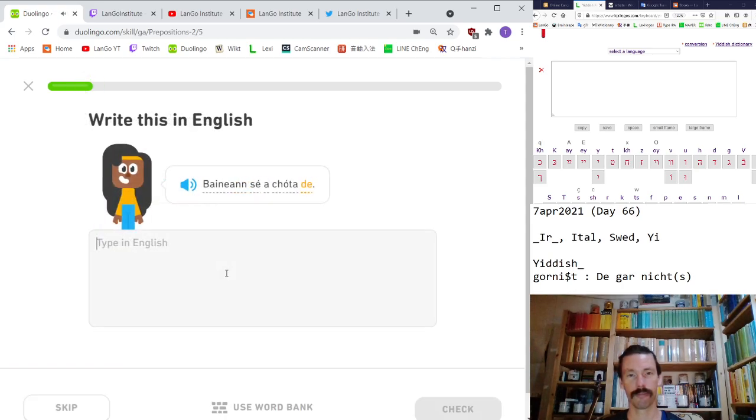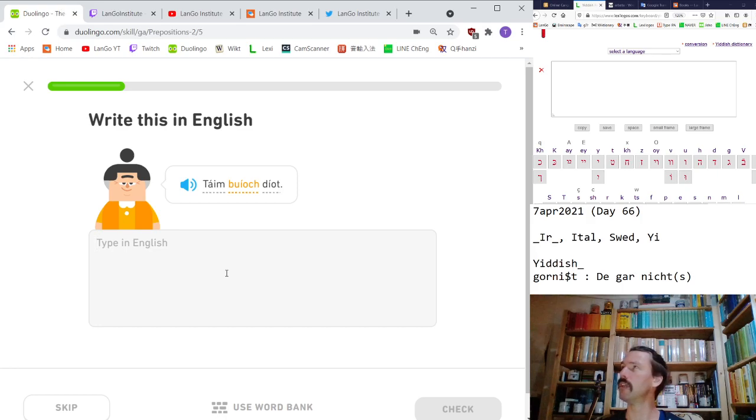Baineann sé a chóta de. The reflexive one again. The subject and the final prepositional one refer to the same entity. Baineann sé, he takes off. A chóta. That's his coat, not the coat. Takes his coat off himself. Tá buíochas. I'm buíoch. That one is not proud. It is, I am grateful.